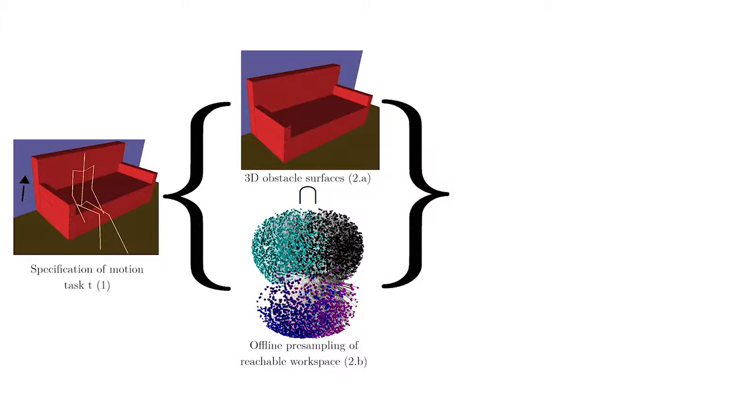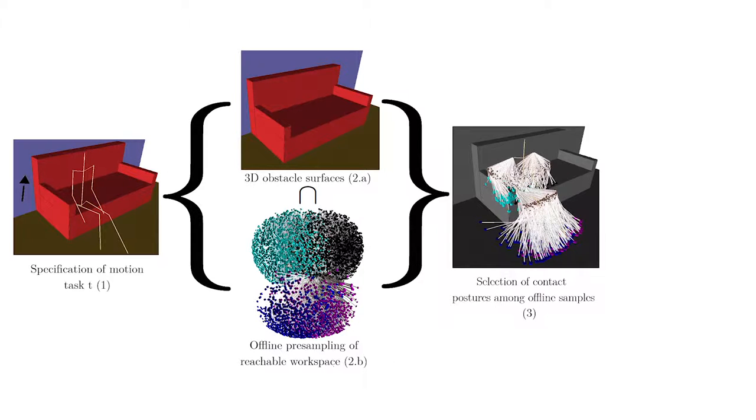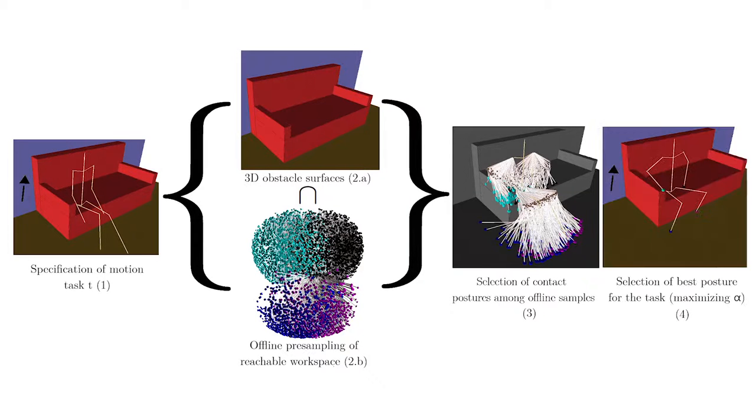At runtime, given a motion task such as getting up from a sofa, we combine the local environment with the result of the sampling that we performed offline. We then select the collision-free postures in contact with the environment, and from those, we select the best configuration according to the heuristic we introduced before. Please refer to the paper for more details.